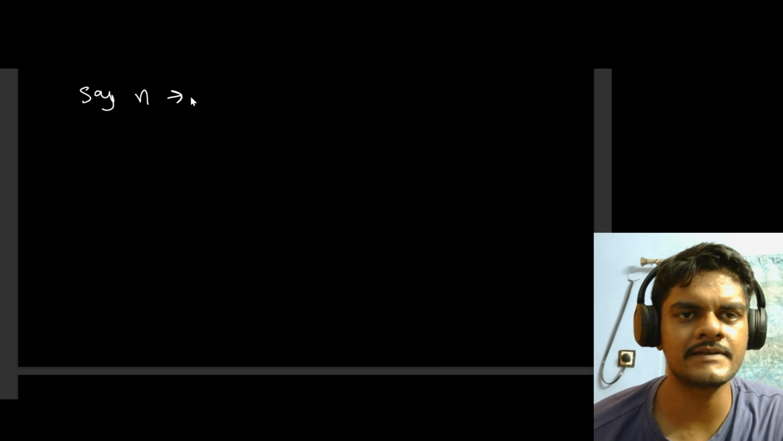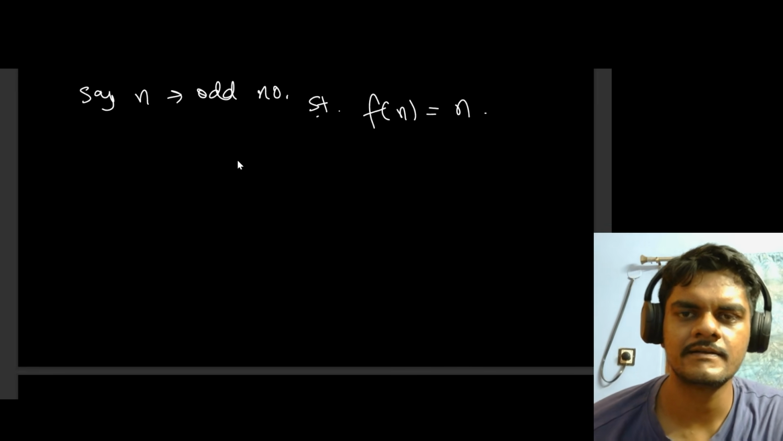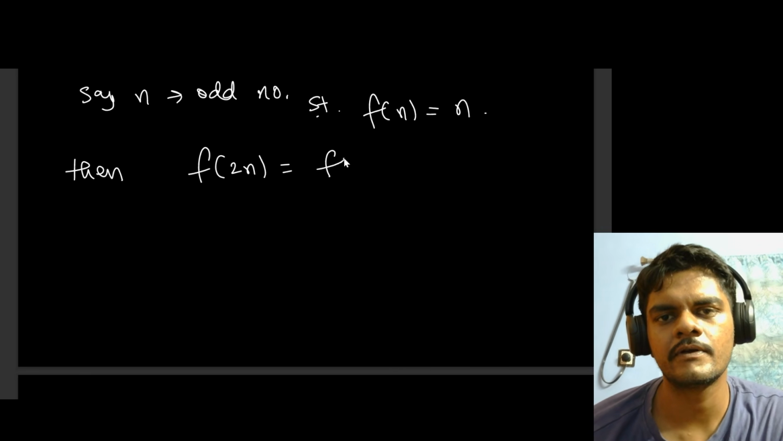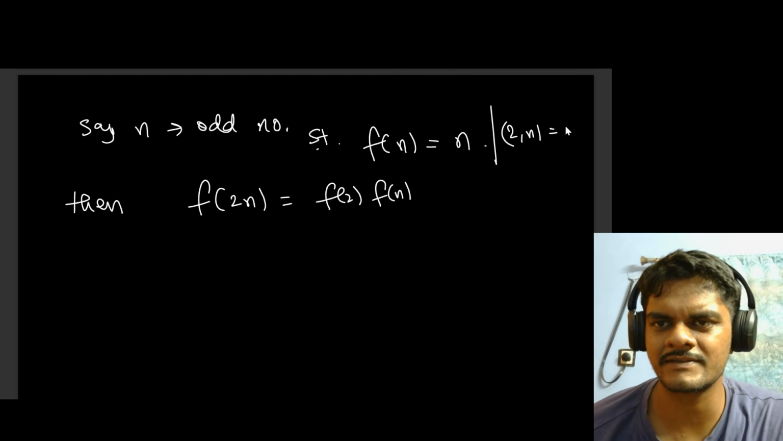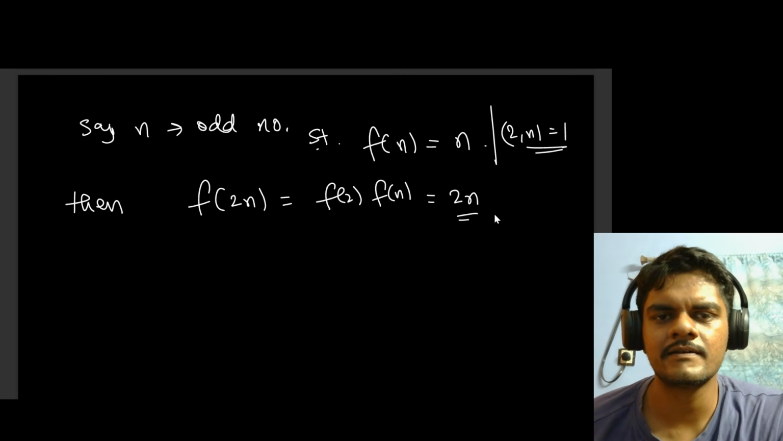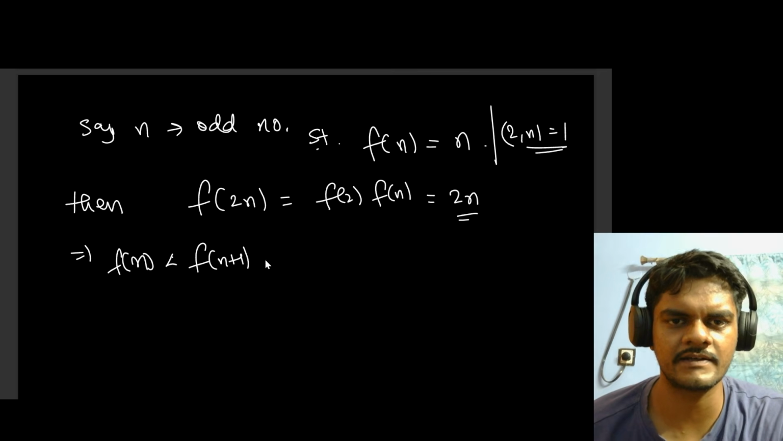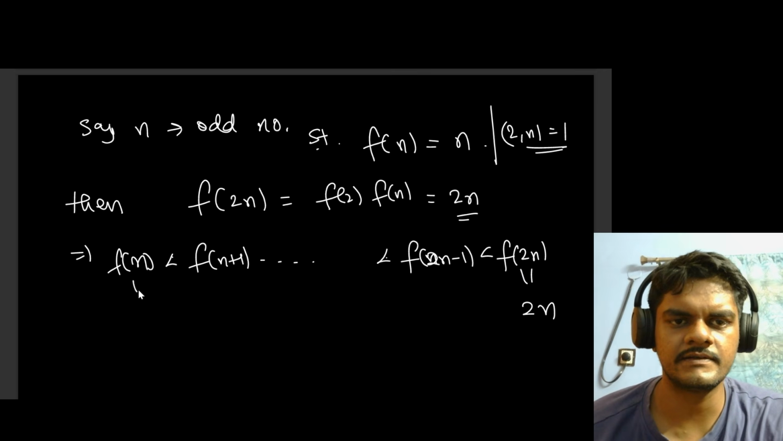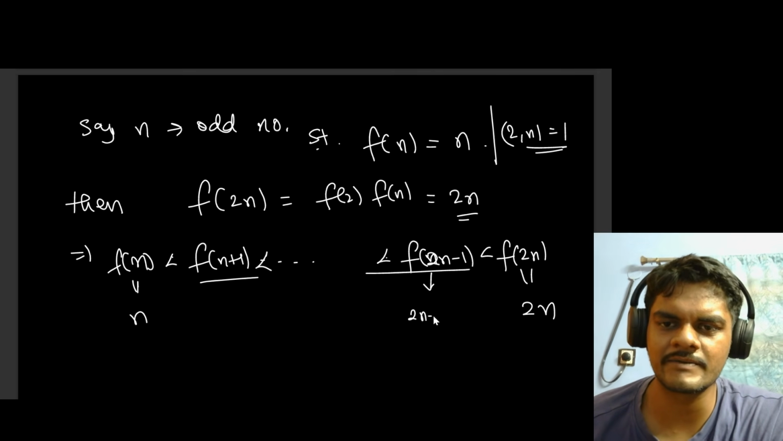The idea is that if you get one odd number, let's say n is an odd number, such that f of n is equal to n. Then f of 2n is equal to f of 2 into f of n, because it is always known that 2 and n, with n an odd number, have no common divisor. So this is equal to 2n. This implies between n, f of n less than f of n plus 1 and so on till f of 2n minus 1, f of 2n. This is equal to 2n. This is equal to n. The only possible values, because it is strictly increasing, is that this must have the value 2n minus 1.